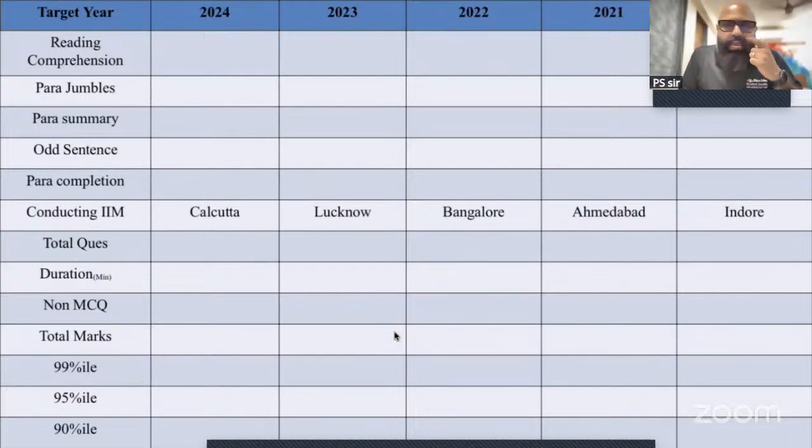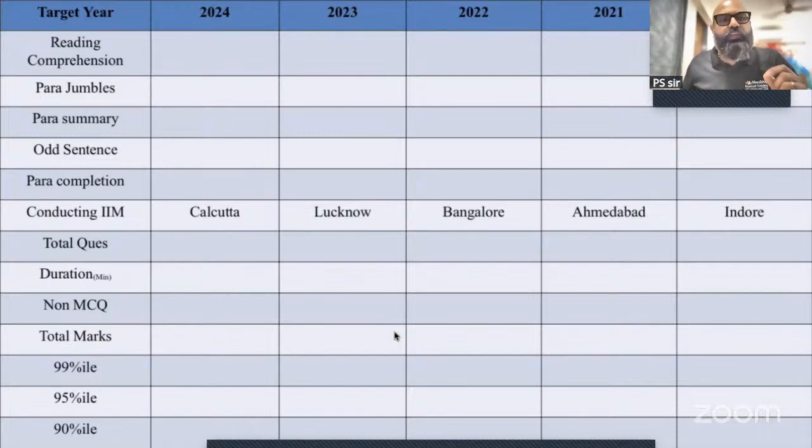So the conducting IIMs, as I've written, from 2020: Indore, followed by Ahmedabad, Bangalore, Lucknow, Calcutta, right? These are the IIMs that have conducted this particular CAT examination. So let's talk about this VARC section overall.